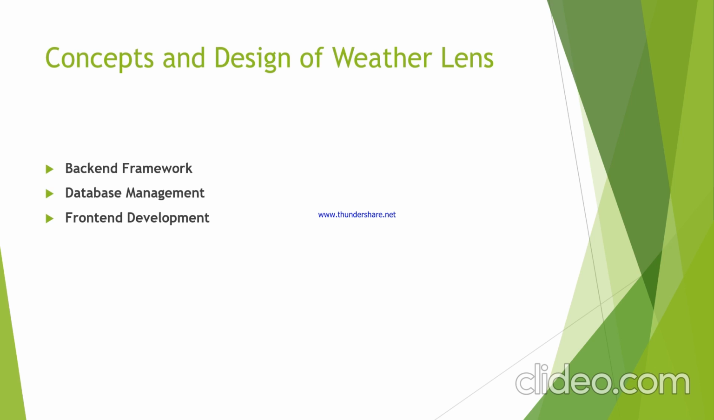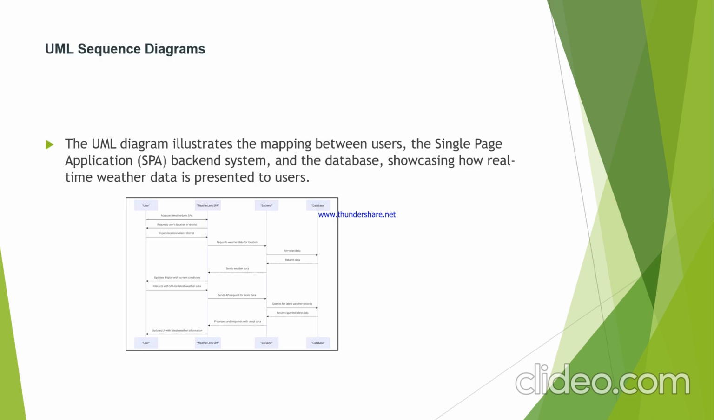When we talk about the concepts and the design of Weather Lens, we differentiate it into three parts: backend framework, database management, and front-end development. The UML diagram illustrates the mapping between users, the single page application, the backend system, and the database, showcasing how real-time weather data is presented to users.